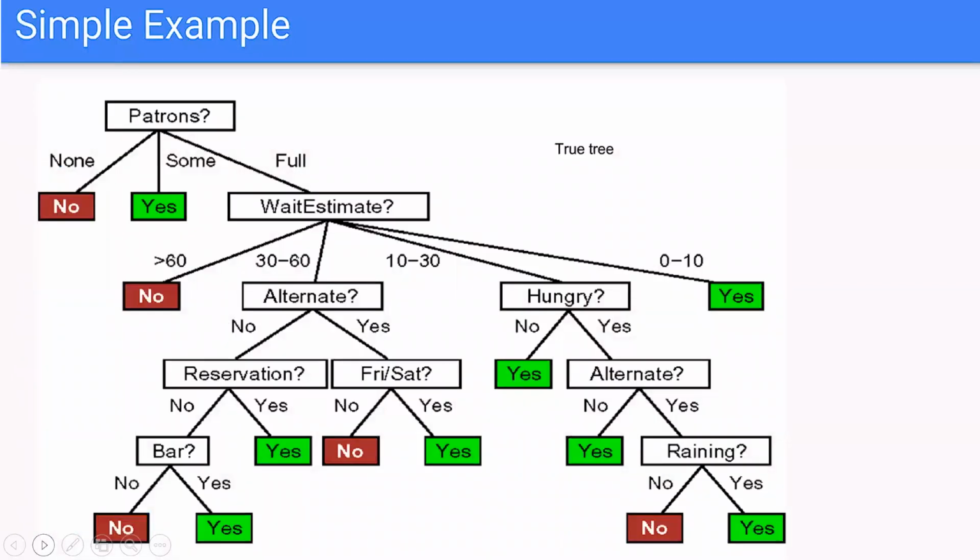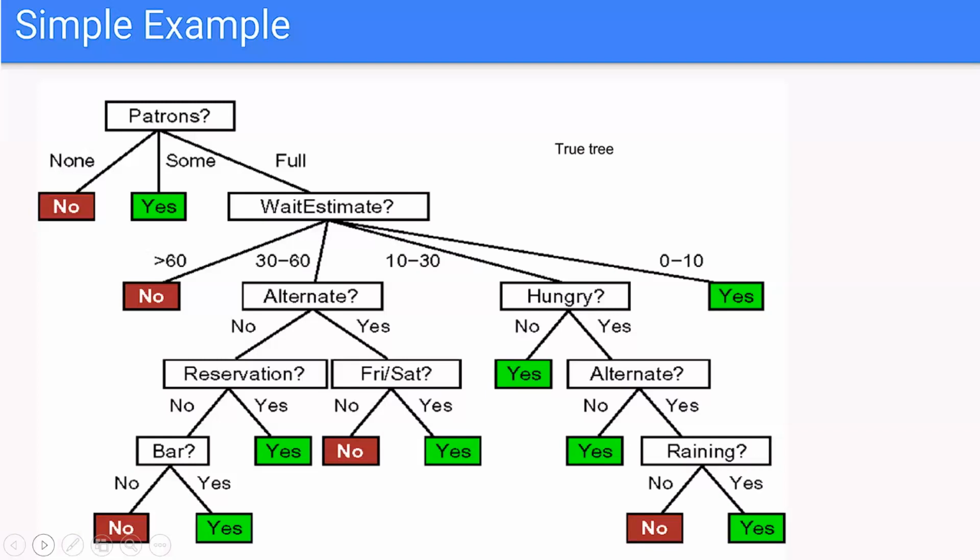This is a small example where a decision tree is being plotted. Patrons can be none, some, or full. If there is none, then it's no. If there is some, then it is yes. If it is full, then it is again divided by wait estimate. If it is greater than 60 minutes, then no. If it is from 30 to 60 minutes, then we check the alternative. If it's from 10 to 30 minutes, it depends on hunger. If it is 0 to 10 minutes, we will wait.